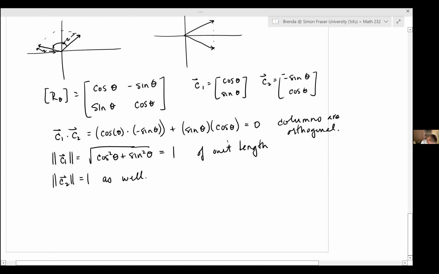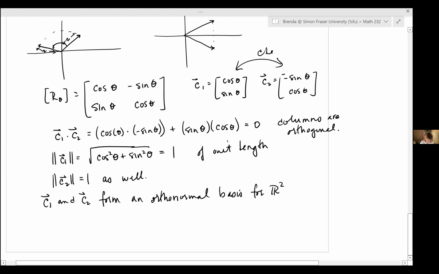That means that C1 and C2 form an orthonormal basis for R2. The two vectors are linearly independent; you can check that these two columns are linearly independent. And there are 2 of them, so they span R2. So they're a basis for R2, an orthonormal basis. That's something to note.